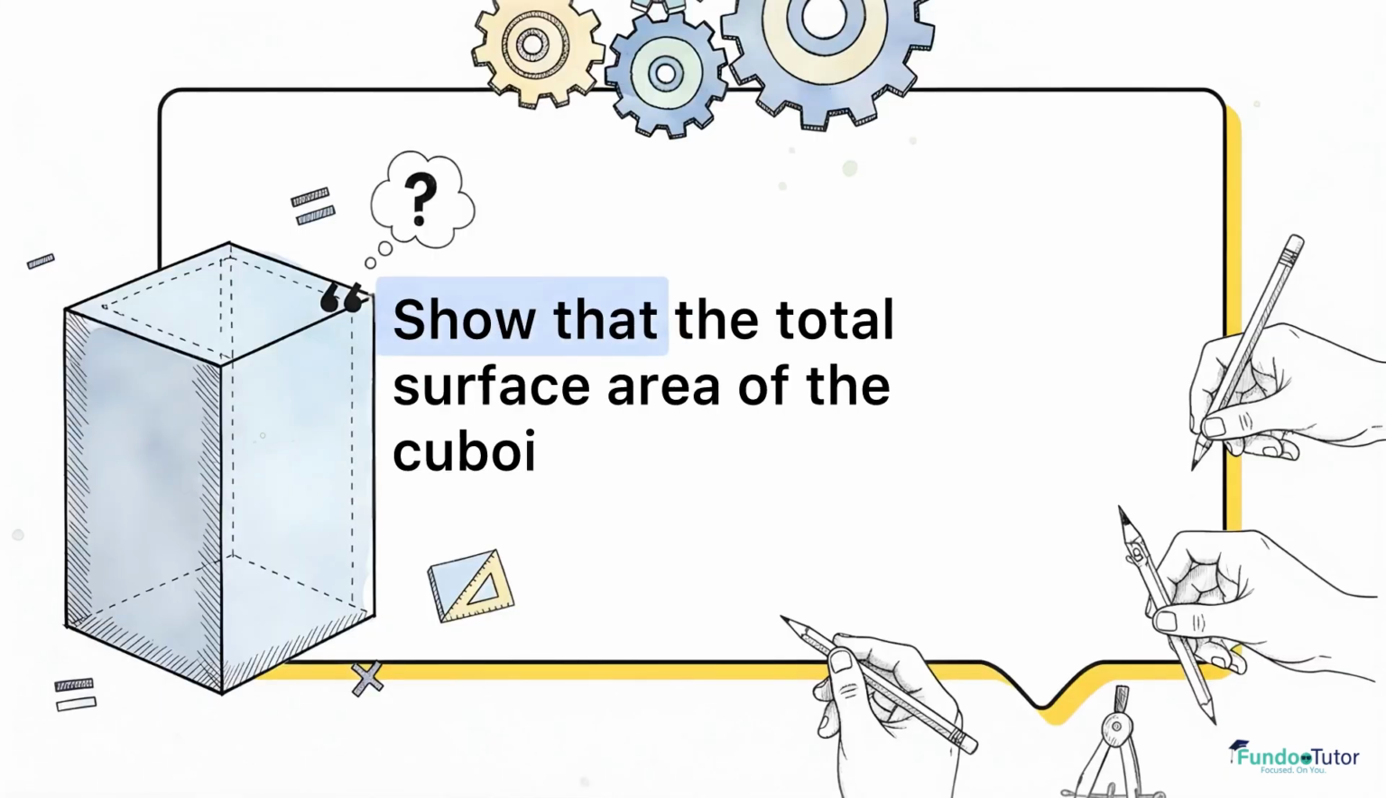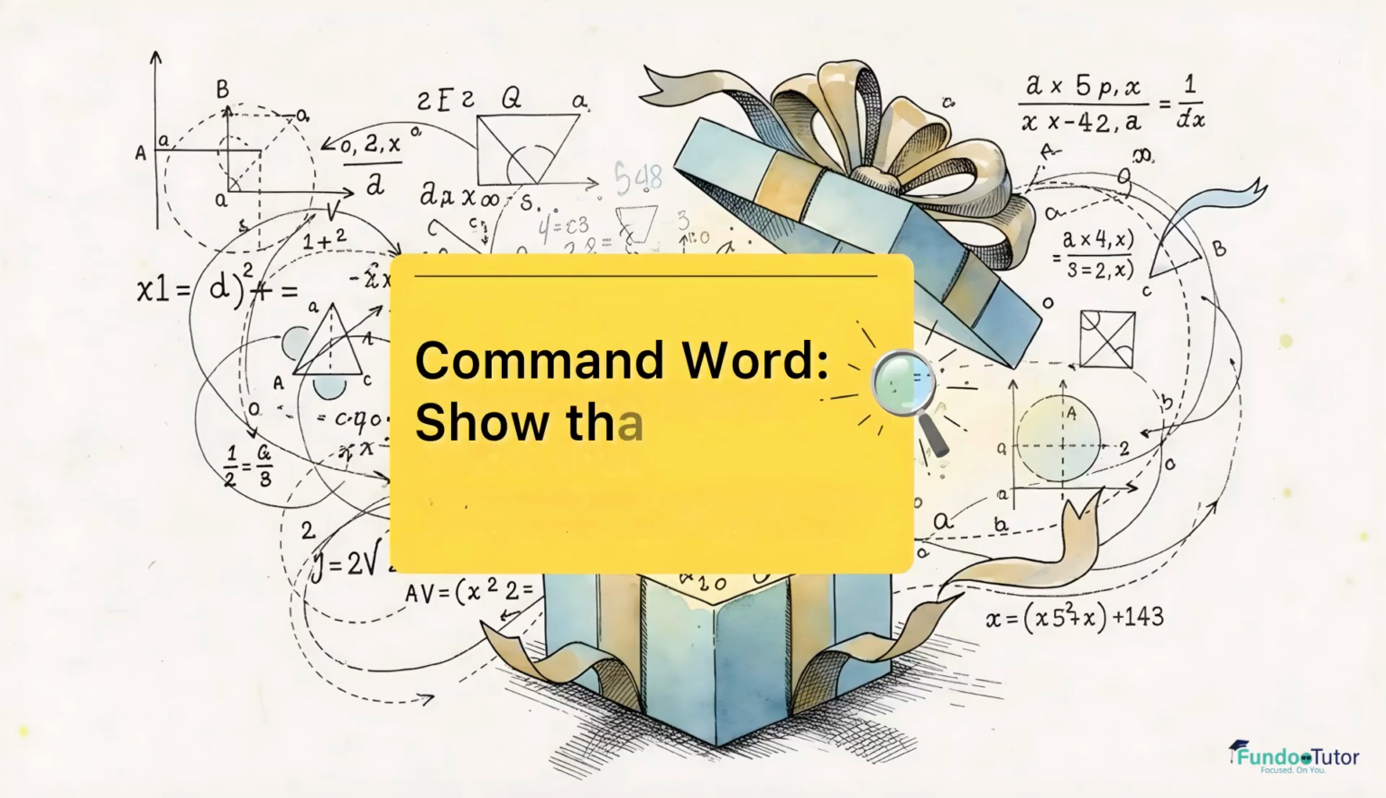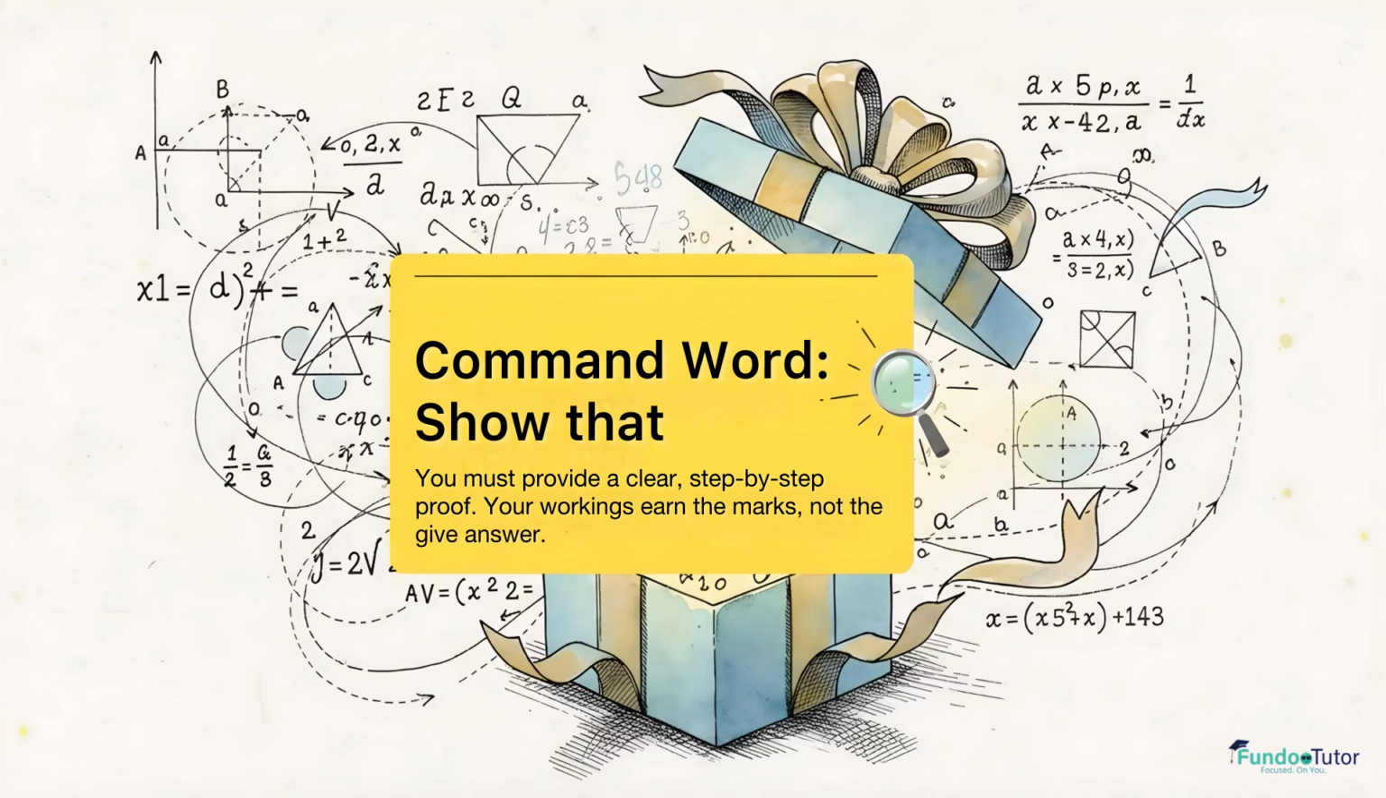Let's check out a real example. Imagine a question says, show that the total surface area of the cuboid is 148 centimeters squared. Notice they give you the answer. So what does that command word show that actually mean you have to do? Well, when you see show that, think of the answer as a freebie. The examiner doesn't care about the number 148, they already gave it to you. What they want to see is your work. You have to provide a crystal clear step-by-step proof that gets you to that answer. Your method, your working out, that's what's getting you all the marks here.